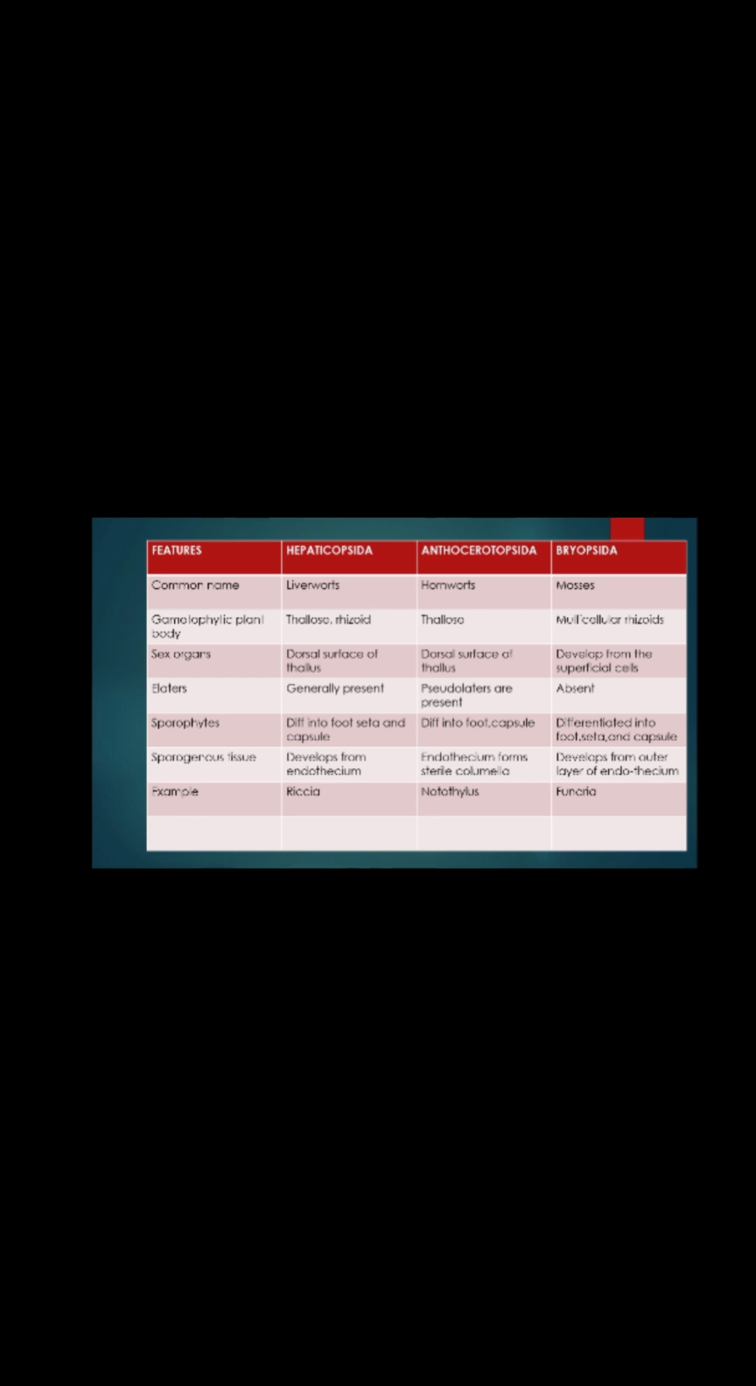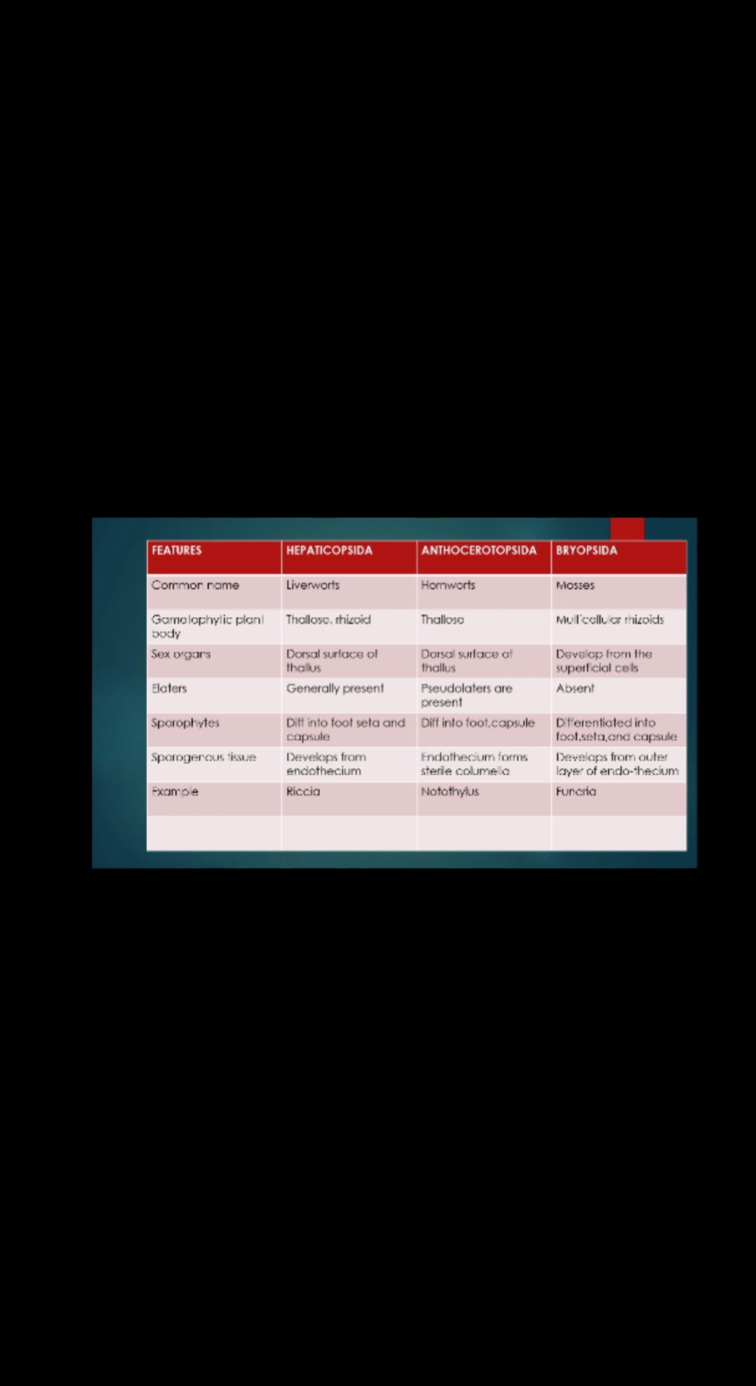Pseudodilators are present and are absent. Sporophytes are differentiated into foot and seta, and differentiated into capsule. Sporogenous tissues are developed from endothecium. Endothecium forms the sterile columella, whereas the sporogenous tissue develops from the outer layer of endothecium.